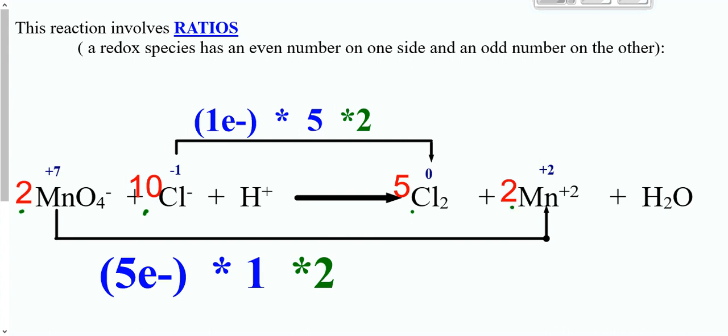And again, what we want to remember is that we're only balancing the redox species. We've got 10 chlorines before and after, 2 manganeses before and after. We're not worried about anybody else at this point.